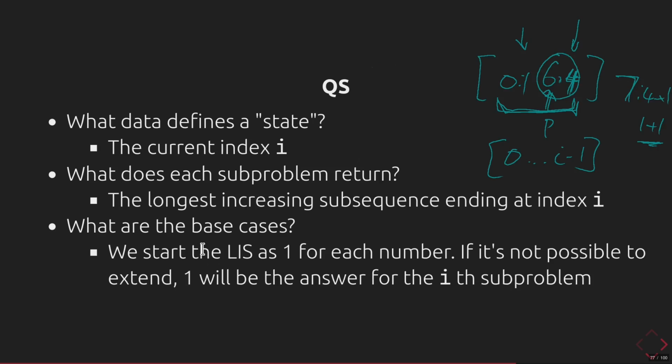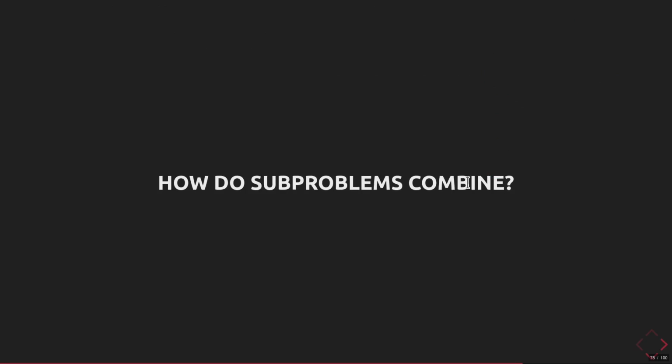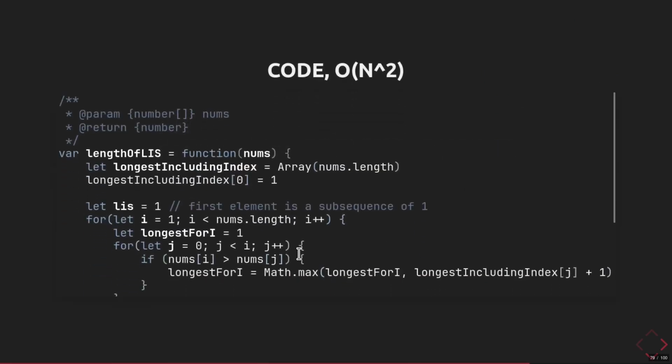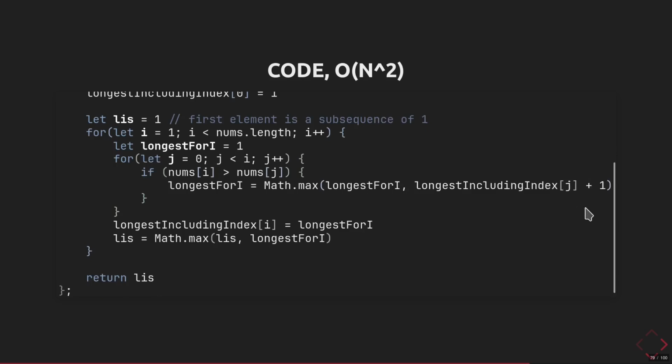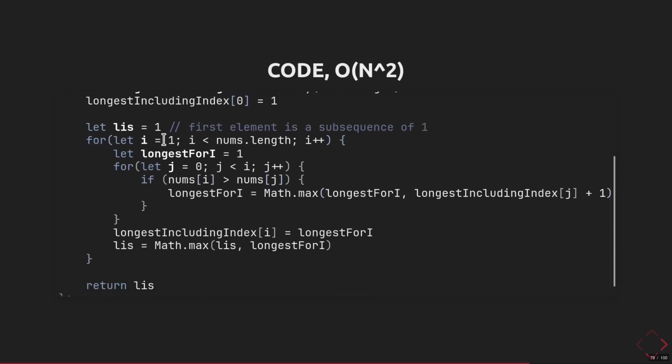So the base case is you start at 1 for each number, right? Because each number itself can be its own sequence, right? All right. So how do we combine these subproblems? Well, hopefully you saw from the description here that you could use basically a nested loop. And here's what that looks like. Again, this is not particularly fast, but I just wanted to illustrate the recurrence relation. Okay, you're going to see this a lot in different problems, and you can write a recursive version for this function.